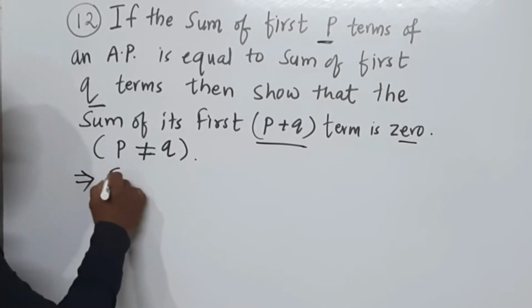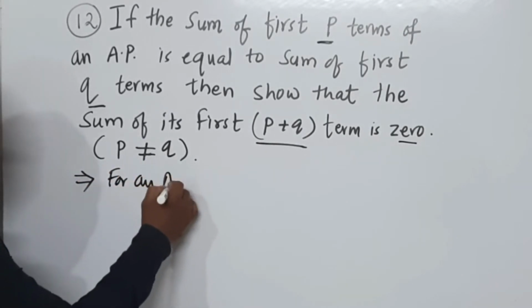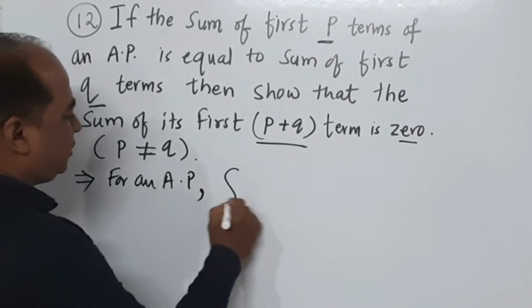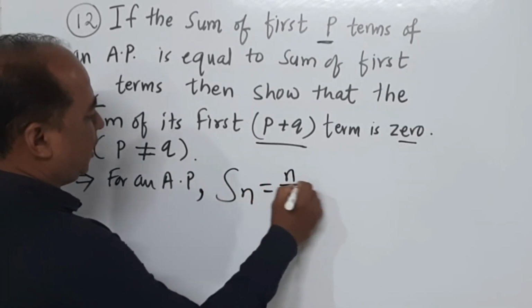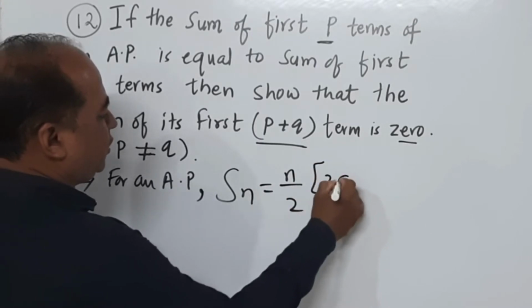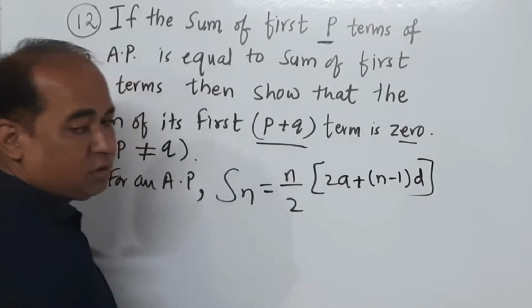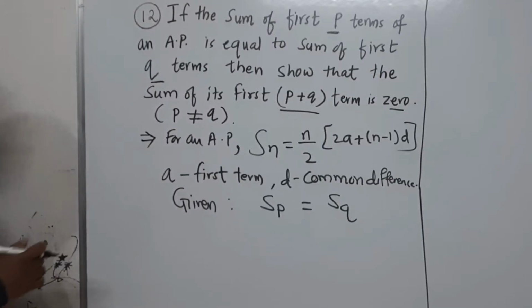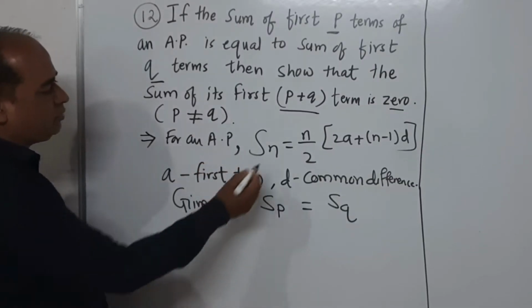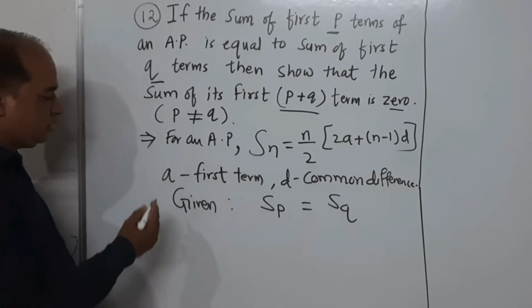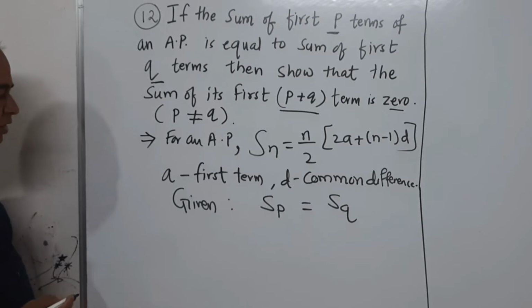Now you know that for an arithmetic progression, the sum of n terms is given by Sn is equal to n upon 2 bracket 2a plus (n minus 1) into d. We use this. Now we know that for an AP, the sum of n terms is equal to n upon 2 bracket 2a plus (n minus 1) into d, where a is the first term and d is the common difference.